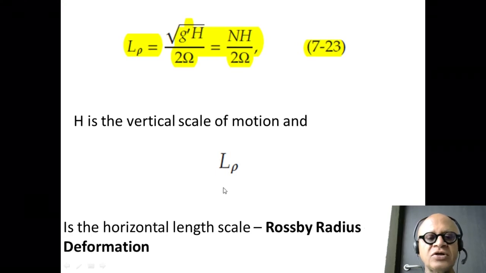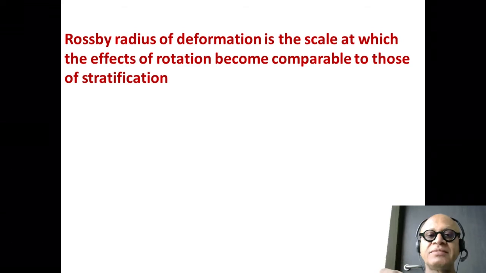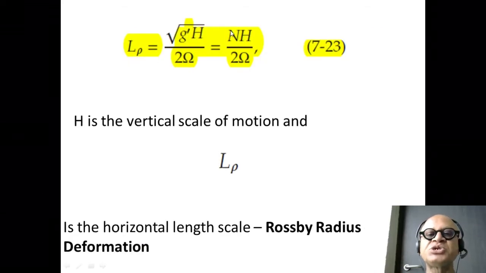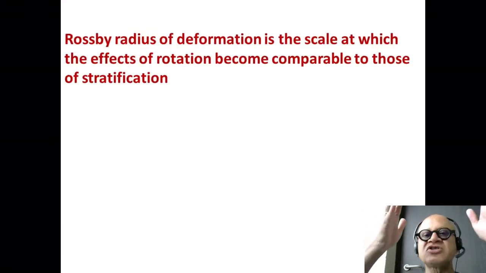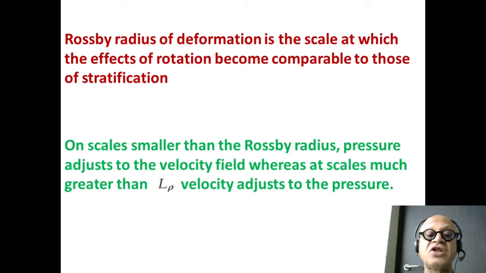So L_R, L rho again, the Rossby radius of deformation, is the horizontal length scale. It is the scale at which effects of rotation become comparable to the effects of stratification, right? g prime is essentially our stratification, N is the stratification, and 2 omega is essentially our effects of rotation, right? So just like we saw in the tank with the cylinder collapse, rotational effects balance the stratification effect in the situation where the other forces are not so significant.